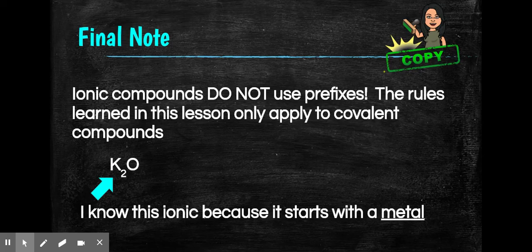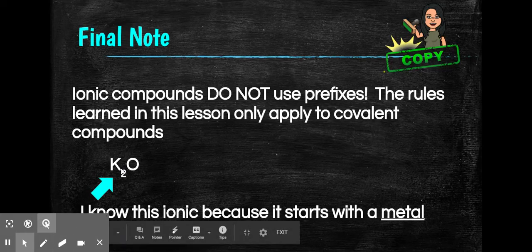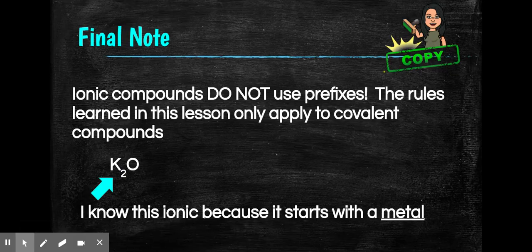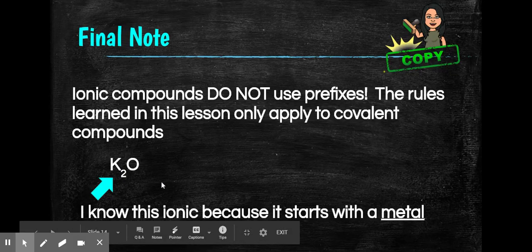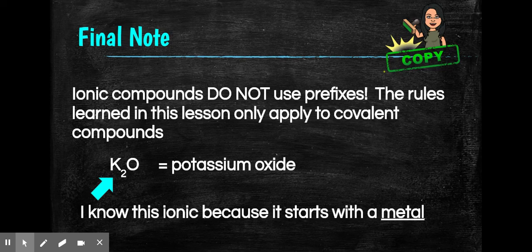All right, I have a final note for you. Ionic compounds, remember, are different than covalent compounds, which means that the naming rules for ionic compounds are different than covalent compounds. For example, if I were looking at this formula right here, K2O, this is potassium with oxygen. I know that this is ionic because it starts with a metal. And so if I were to name this, I would just call it potassium oxide. Notice I did not throw any prefixes on it. Why? Because the prefix naming system is reserved for covalent compounds.